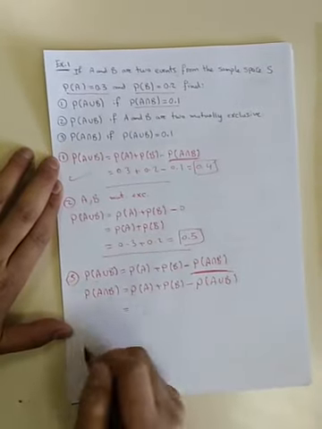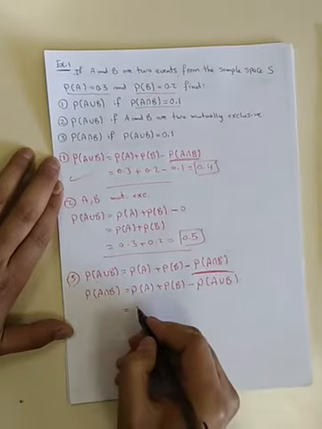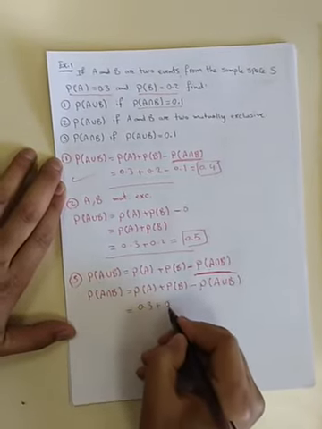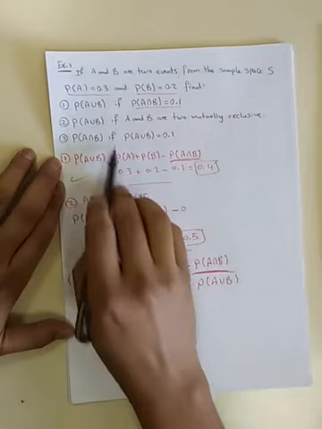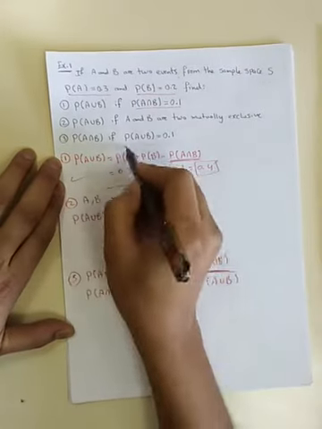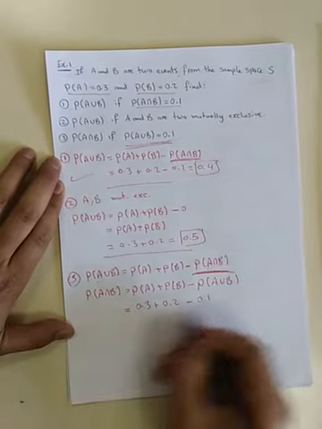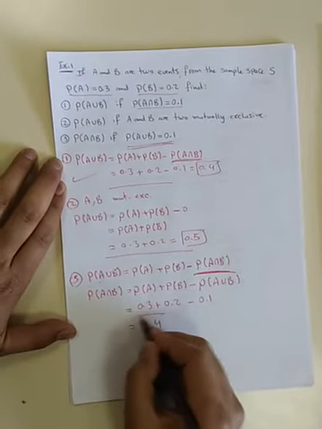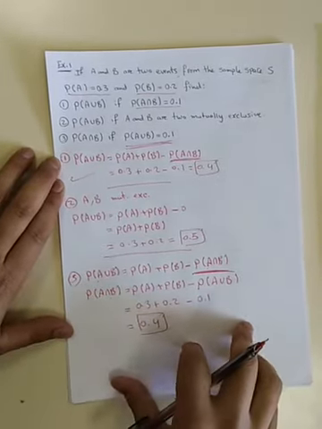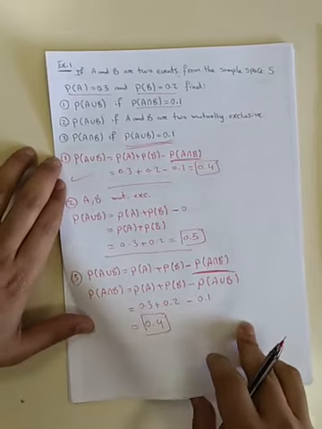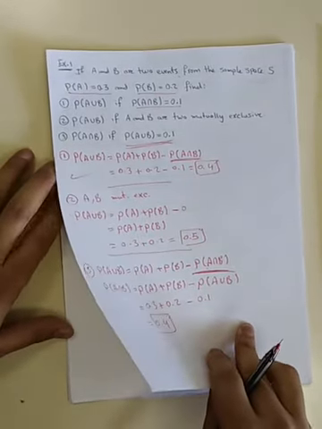Probability of A intersect B equals probability of A, 0.3, plus probability of B, 0.2, minus probability of the union he gave us, 0.1. The answer will be 0.4. This is the answer in the simplest form as a decimal number.